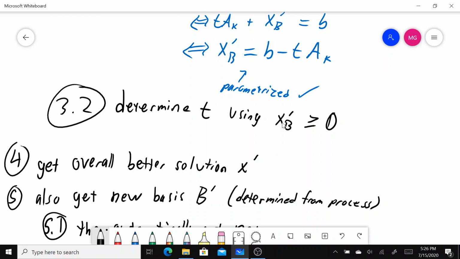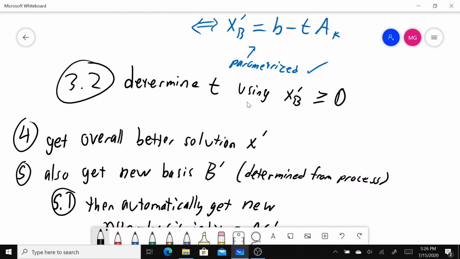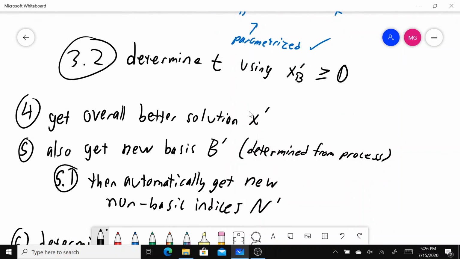Well, you use the other constraint, the non-negativity constraint. So we know that all the non-basic components are automatically non-negative, but for the basic components, we need to ensure that as well. And anyways, using that will give you what t is. And that'll give you this overall better solution x prime. It's better because we're boosting t, and it'll give us a value that's greater than or equal to 0.